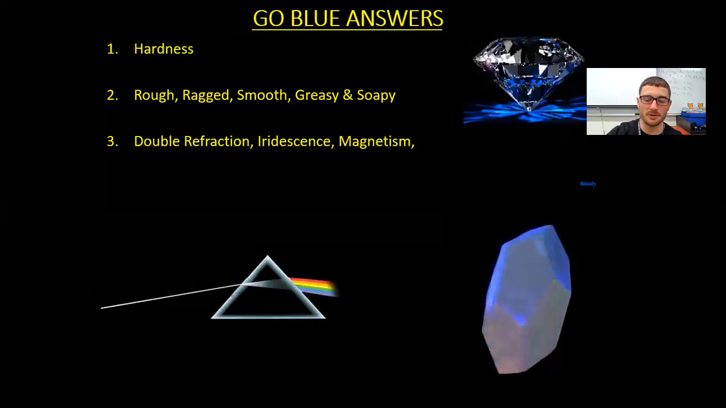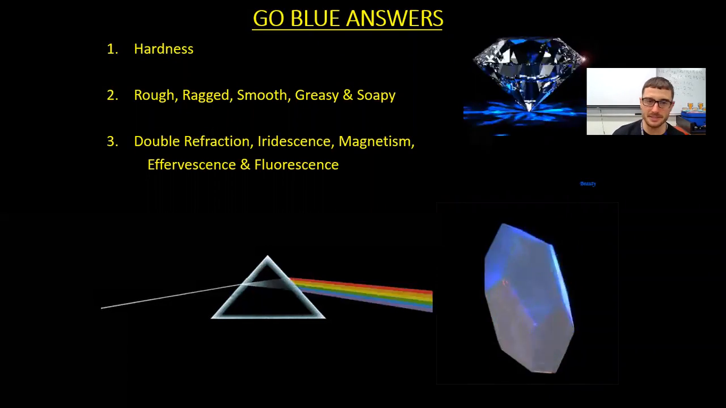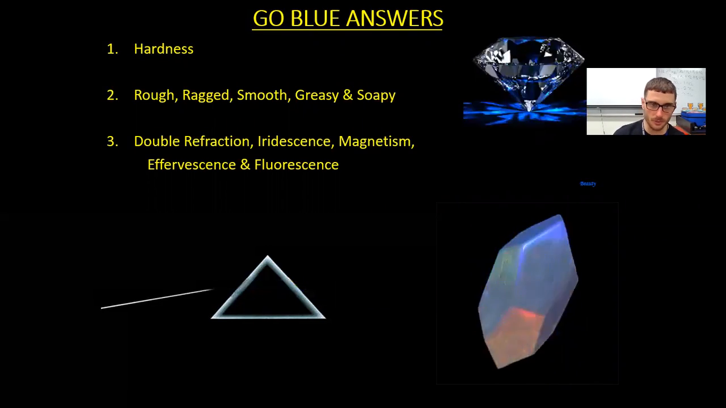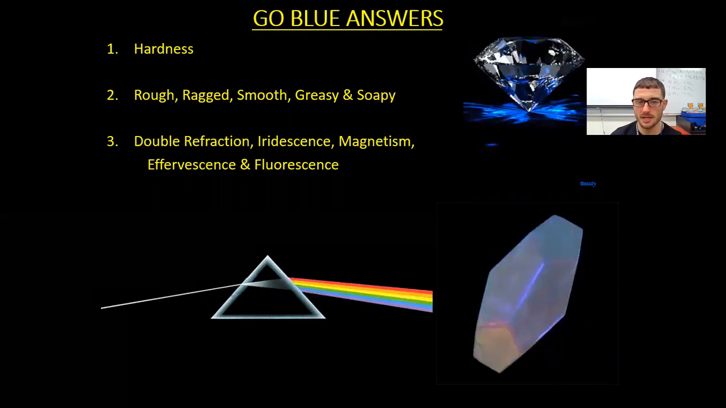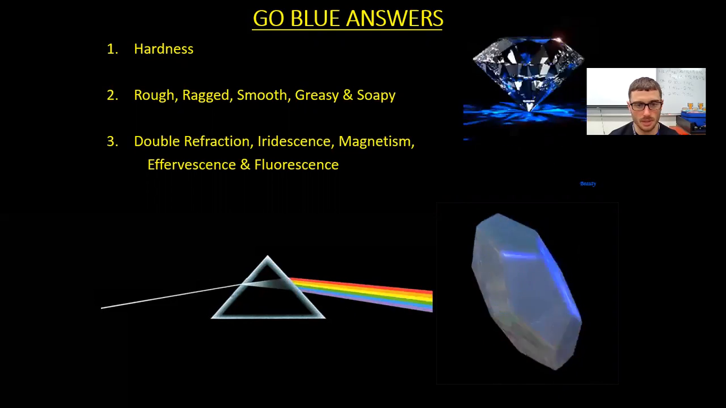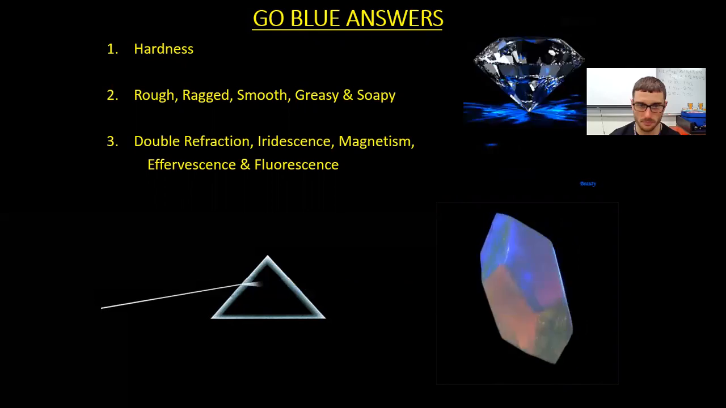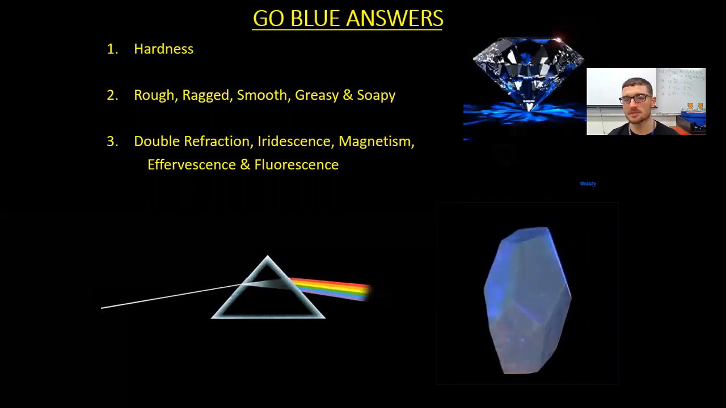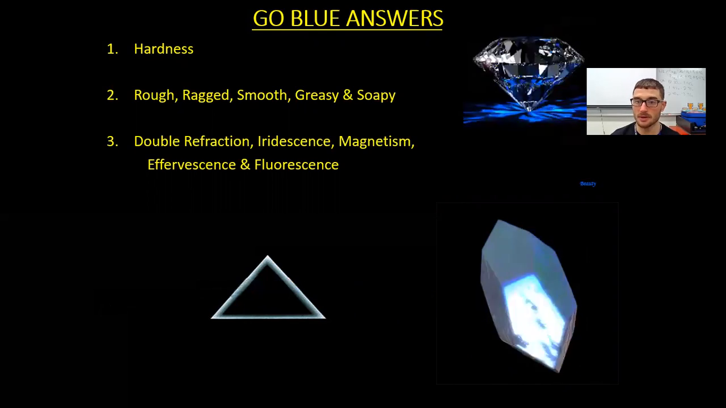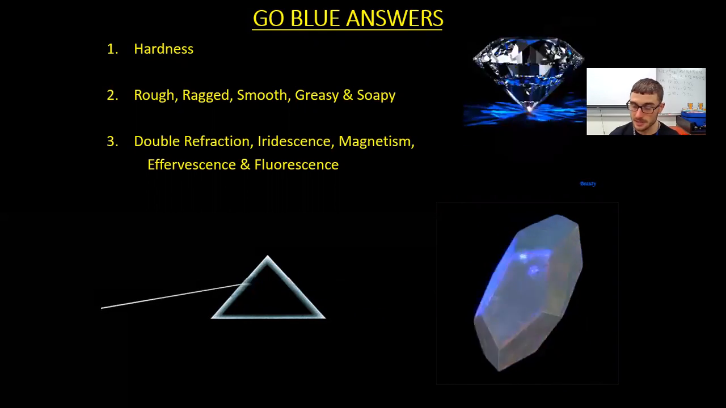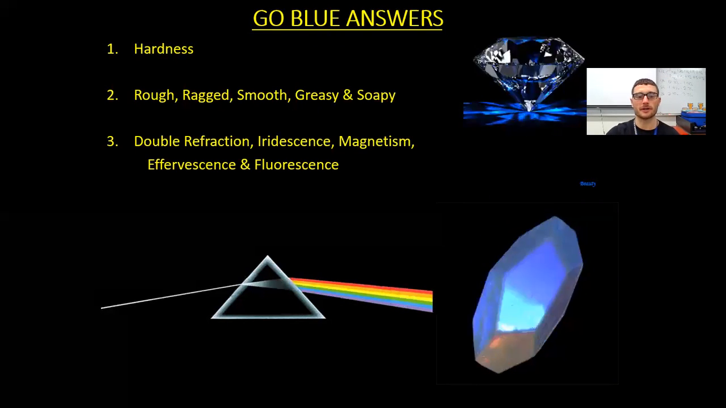And then number 3, guys, the 5 mineral characteristics include double refraction, iridescence, magnetism, effervescence, and fluorescence. So again, double refraction is how the mineral reflects images in 2, bends light into 2. Iridescence is the way it bends light and reflects the colors, as you see in the prism at the bottom. Magnetism is attraction to the metal. Effervescence is going to be the ability for it to make a fizz. And fluorescence is, I'm sure you guys have all heard, the ability for the mineral to glow in the dark.